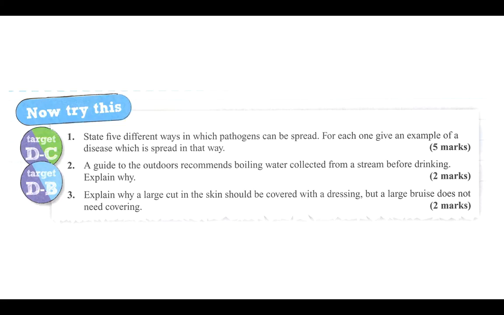Third question, which is a target grade B, says explain why a large cut in the skin should be covered with a dressing, but a large bruise does not need covering, 2 marks. So 1 mark comes from saying the skin is a barrier and therefore if it is cut a pathogen can get inside. 2nd mark comes from saying a bruise does not break the skin, therefore the pathogen cannot get in.